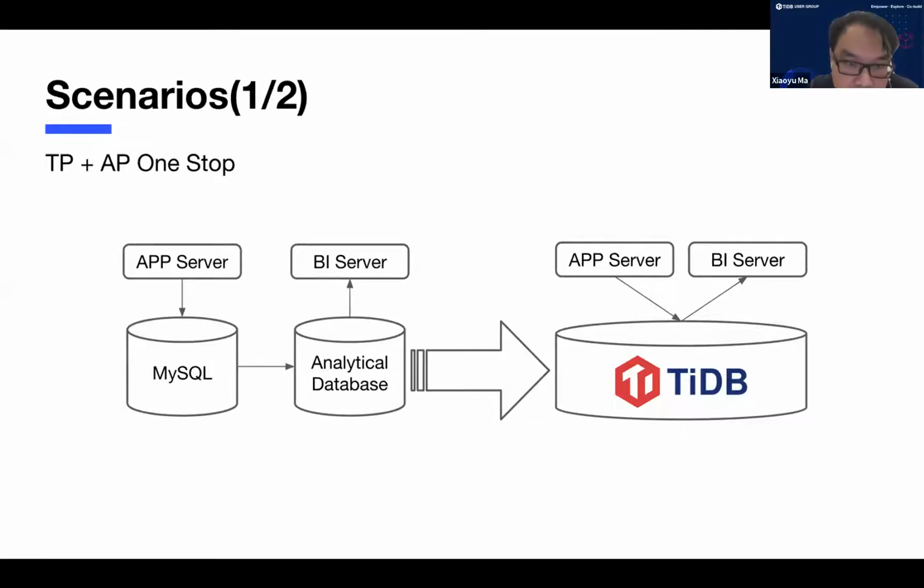And for the BI or for the reporting services, they connect to the analytical database. But after applying TiDB, you can have those two services combined into one. The row store answers the OLTP use cases, and the reporting services are connected to the column store. And besides the simplification, you also eliminated the offline batch, the ETL workloads.